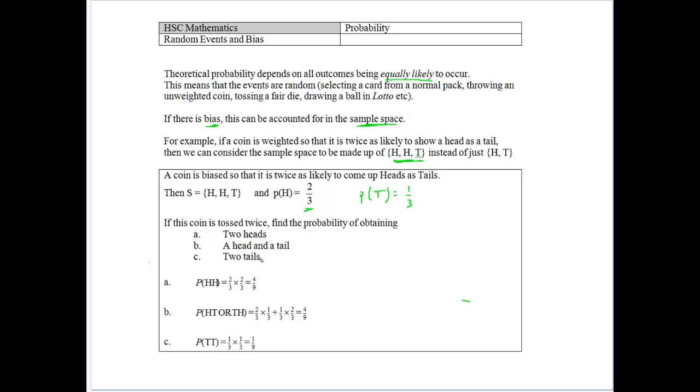And notice that covers all the options. So 4/9 and 4/9 and 1/9 gives us 1 in total. So that means, yes, we've done that correctly, and we've accounted for all the items in our sample space. So just be wary: if we've got a bias, we've got to account for that in our sample space, so we make sure we get all the events that can occur.